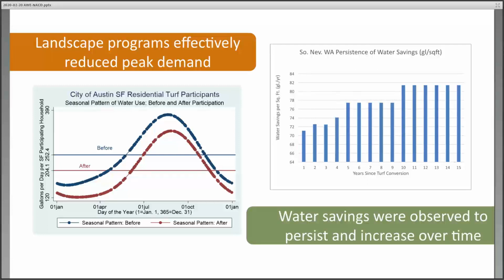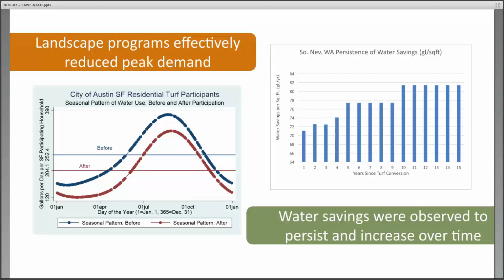Another great finding of this study was that these landscape programs did effectively reduce peak demand. And that's great to know, because those peak savings have a lot of value because they can help us avoid the need to expand our water system, which is great. So it did show that peak season reduction.